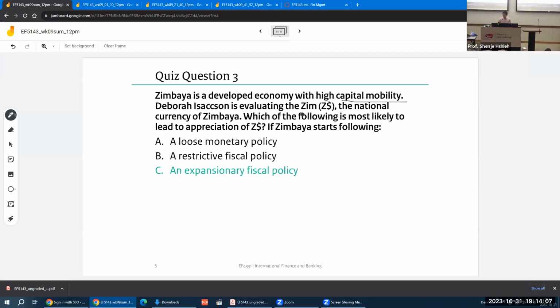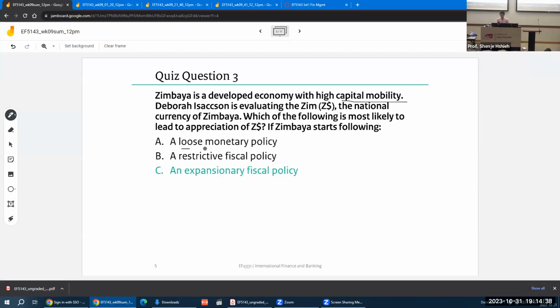Deborah Isaacson is evaluating the Zim dollars, the national currency of Zimbabwe. Which of the following is most likely to lead to an appreciation of the Z dollars if Zimbabwe starts? All right, so we have a couple of options here. Appreciation means the dollar gets stronger. So if we're talking about monetary policy, you want something that's contractionary, right? You want to withdraw currency from the system. There's less money in circulation, which means the currency would be stronger.